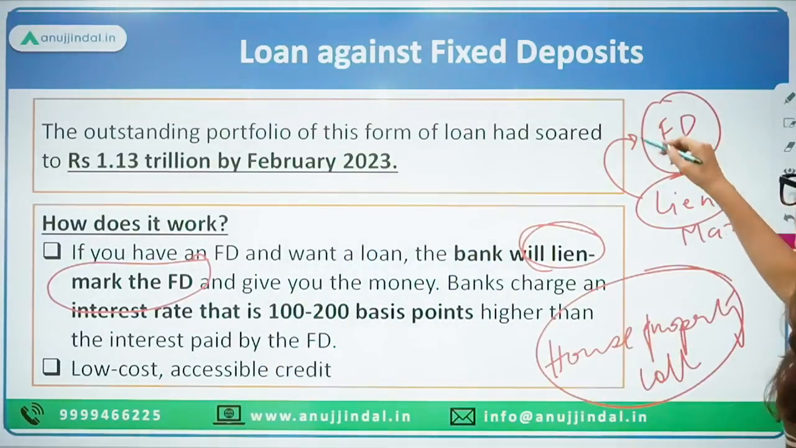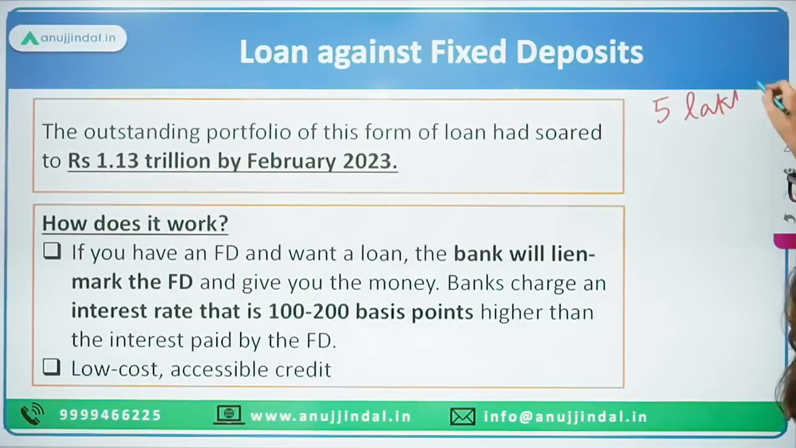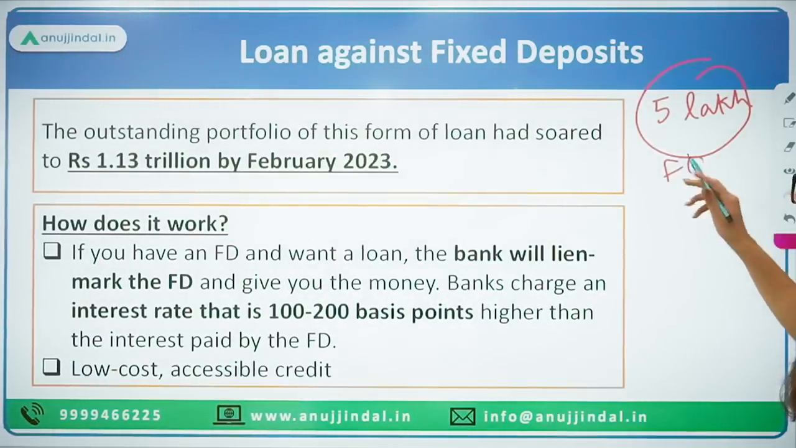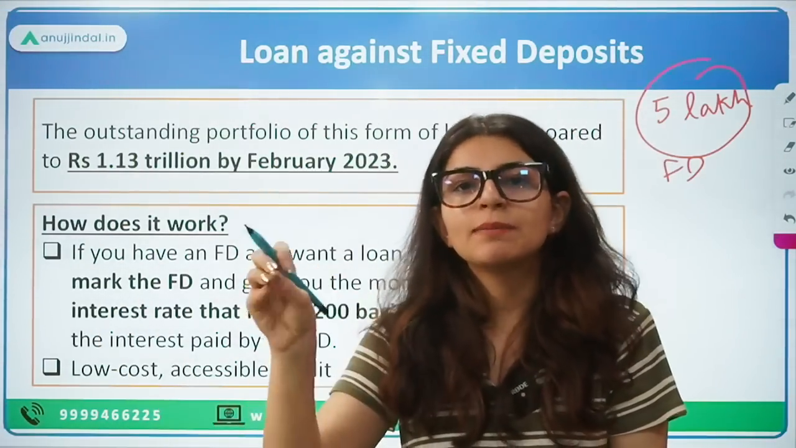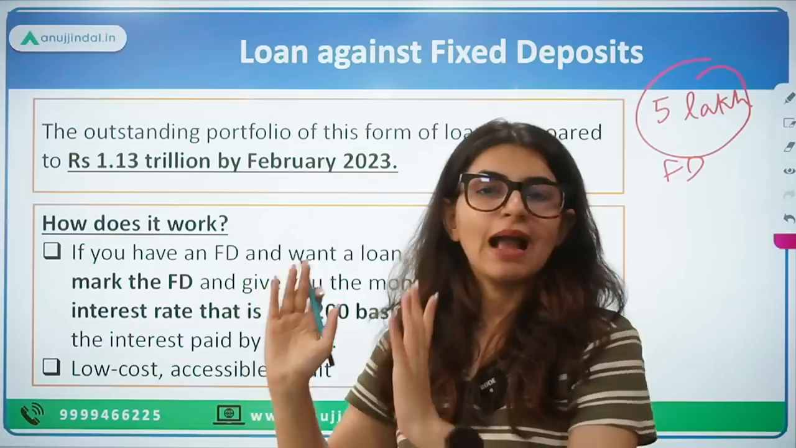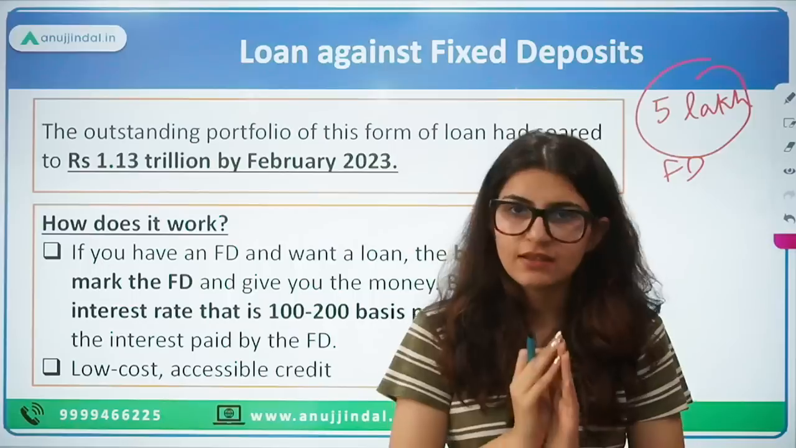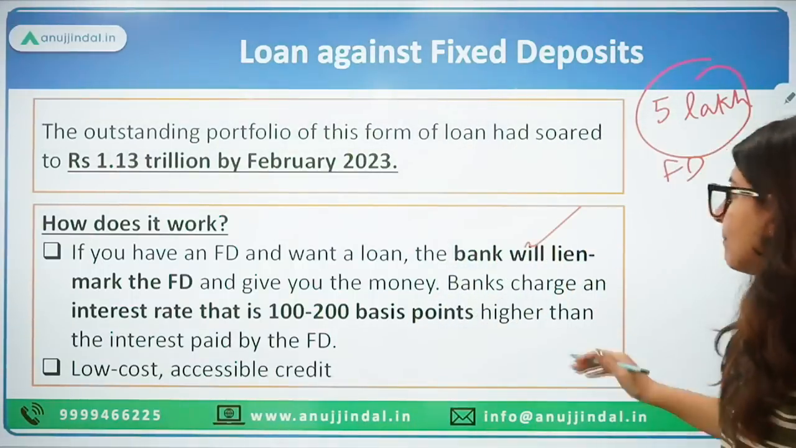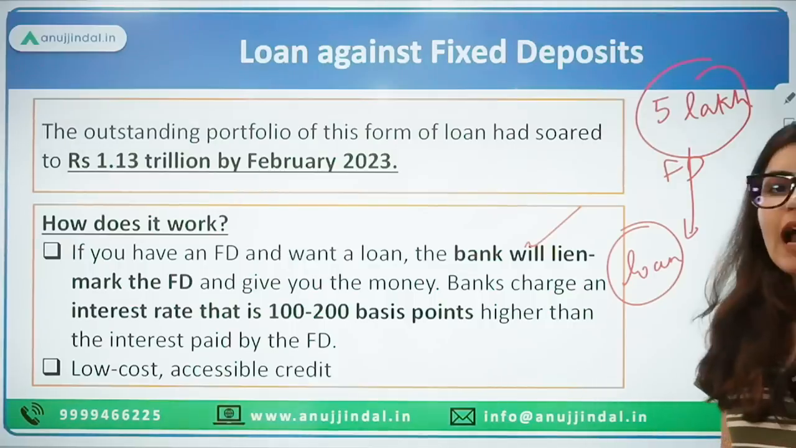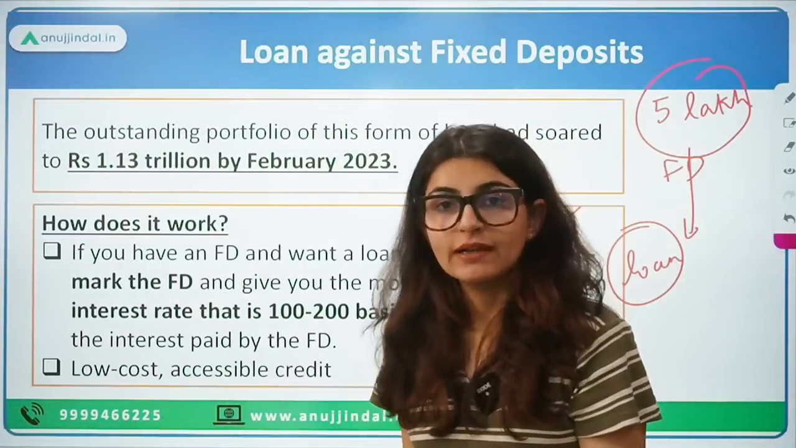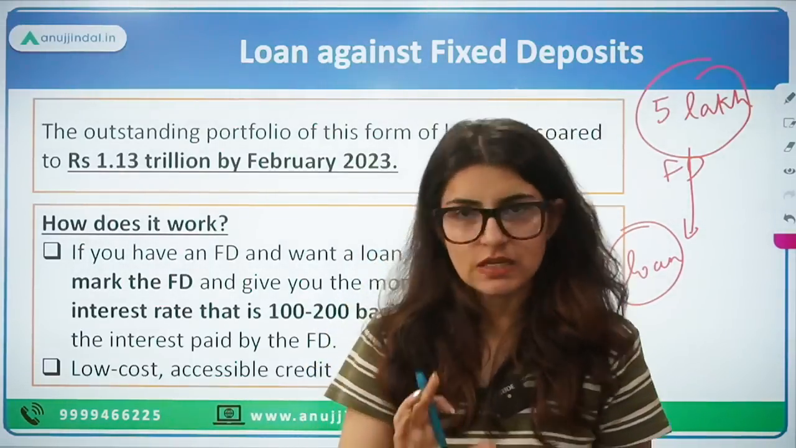Now FD, that is the fixed deposit, जो आपके अकाउंट में let's say 5 lakh rupees पड़े हैं in the fixed deposit. Now this FD will be lien marked by the bank. Lien marked means इसको as a collateral bank mark कर देगा. Now this is the collateral against which a loan is given, right? So this is what happened. और जो loan है, it will be given at 100 to 200 basis point more than the interest that you are receiving on the fixed deposit.